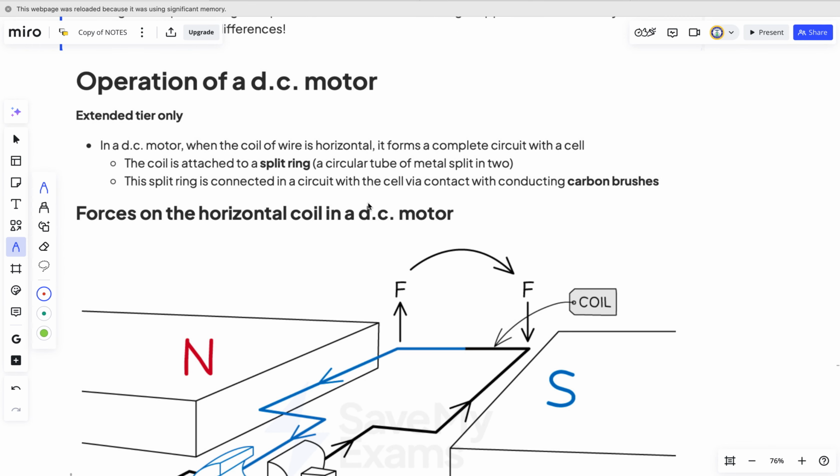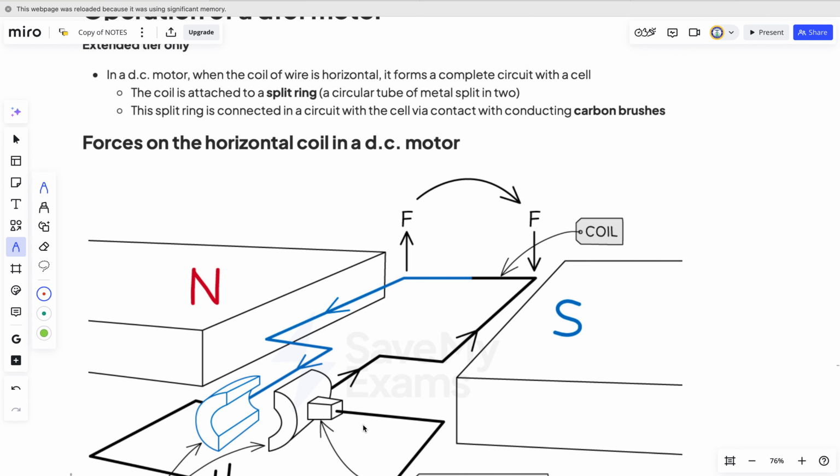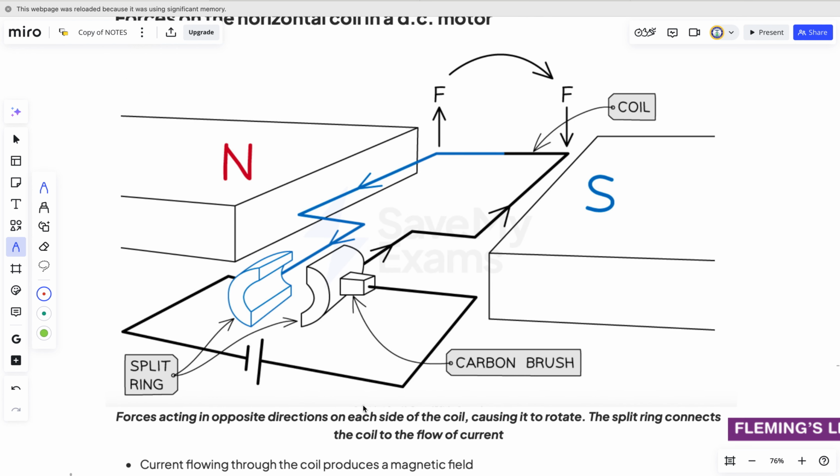In a DC motor, when the coil of wire is horizontal, you can see the horizontal coil. The arrangement is horizontal. Now, when it's horizontal, it forms a complete circuit with a cell, right? Why is it a complete circuit? Because you connect it to a cell or a battery.